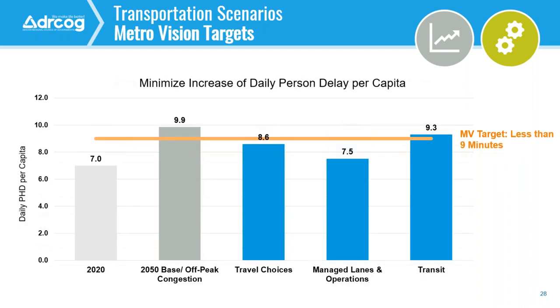And next slide. This is probably a slightly easier target to reach. It's reducing the amount that delay will increase, I guess. So none of these scenarios have less delay than today, but especially the managed lanes and operations scenario met the MetroVision target, as well as just having a slight increase in the daily hour person delay per capita. Next slide.